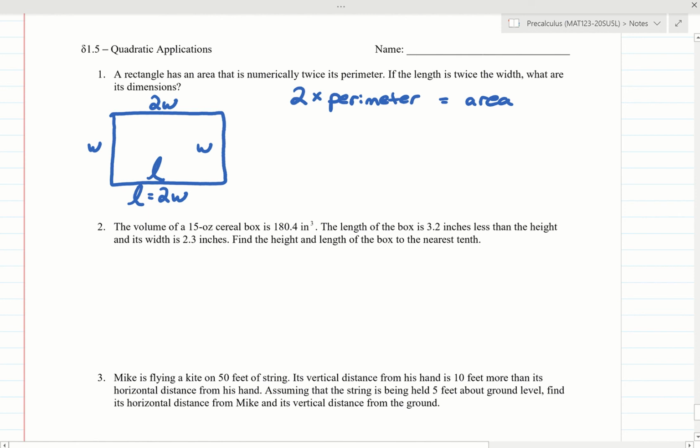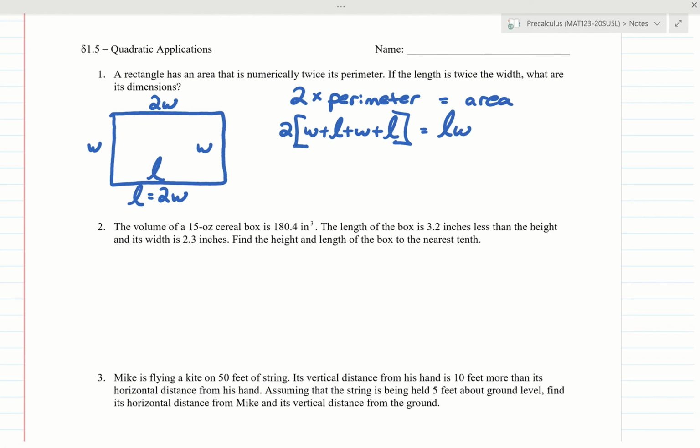Okay, well, the perimeter would be the widths, right? So we add up all the sides. It would be a width plus a length plus a width plus a length. And the area of a rectangle is just length times width. Now, we know that the length is 2 times the width. That's what it says right here. So let's make that substitution. Instead of L, we're going to write 2w.